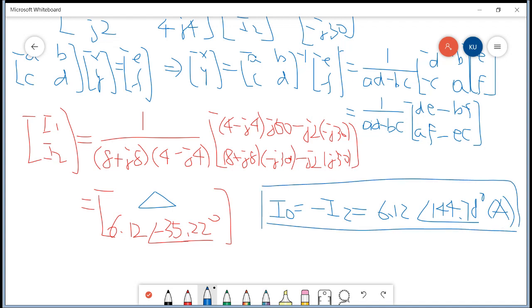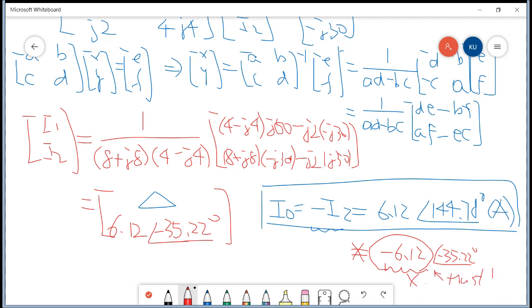Although I know that this is negative, do not write minus 6.12 at 35.22 degree. This is incorrect. This number must be positive.